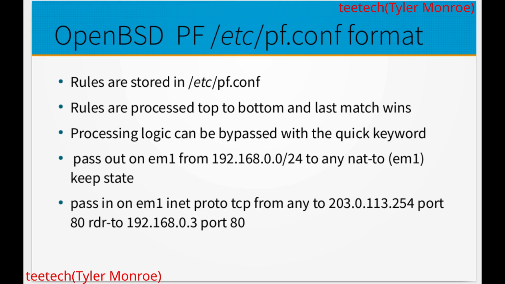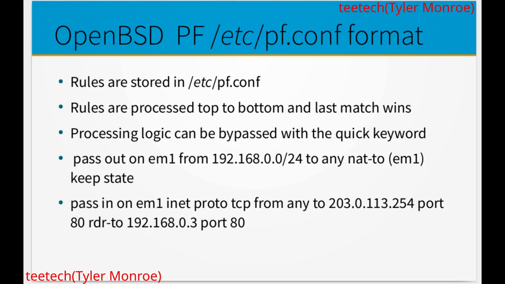But this top to bottom logic is good, but sometimes we need to do other kinds of processing, and how we do that is we bypass it with the quick keyword in a rule. So we could say pass in quick, and if there were other rules below that rule, we would be able to just stop the processing right there. So it is a quicker, more efficient way to do that.